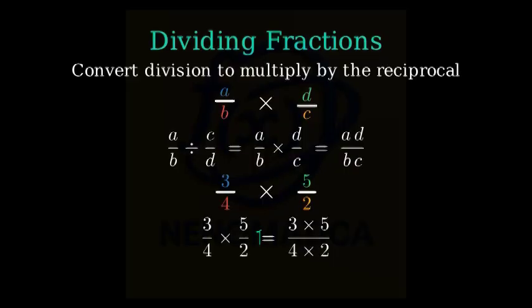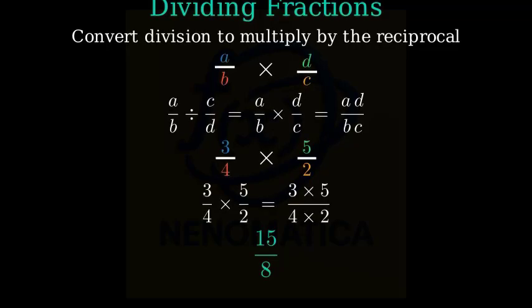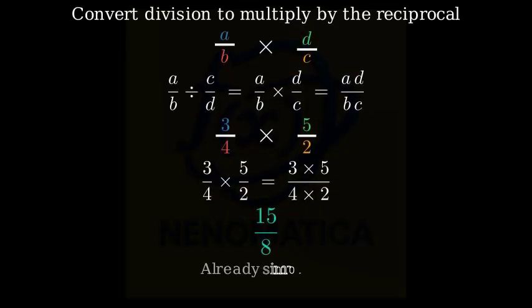Now compute. 3 times 5 is 15, and 4 times 2 is 8. So the result is 15 over 8. This fraction is already in simplest form. Let's box our final answer. To summarize the rule and some quick special cases.